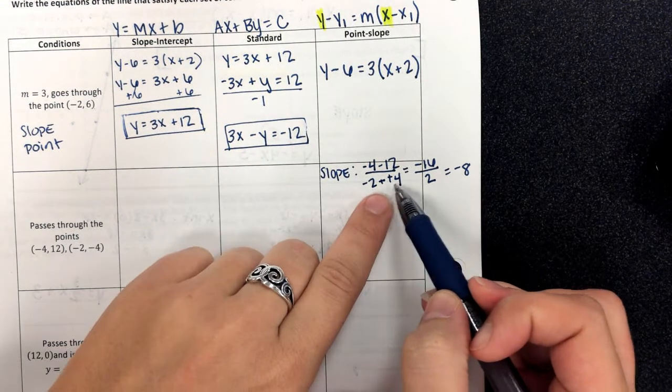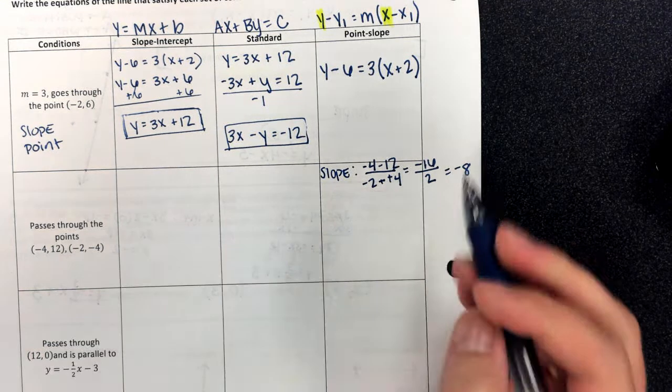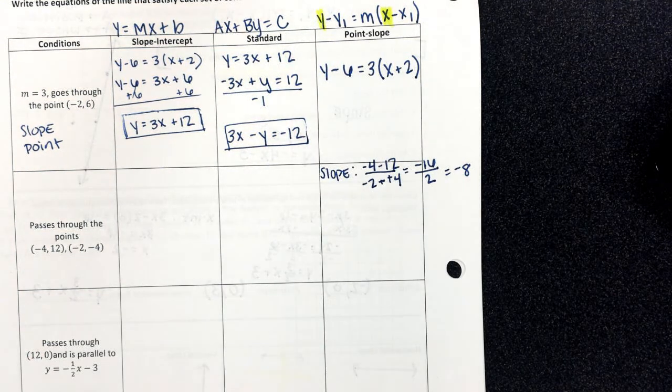How did these bottoms right here turn positive? Because it's minus a negative. What does minus a negative mean? Because it's like, you owe your friend $2, but then they owe you $4, and then they just gave you $2. Sure. Yes.